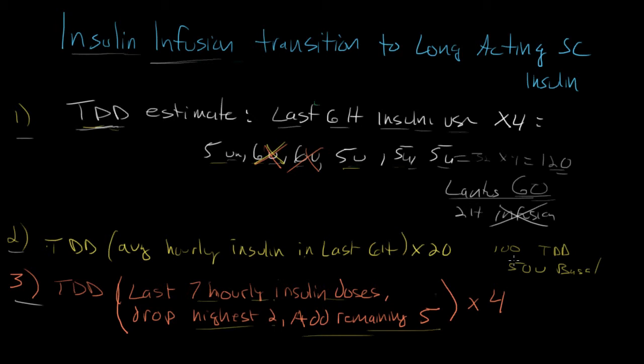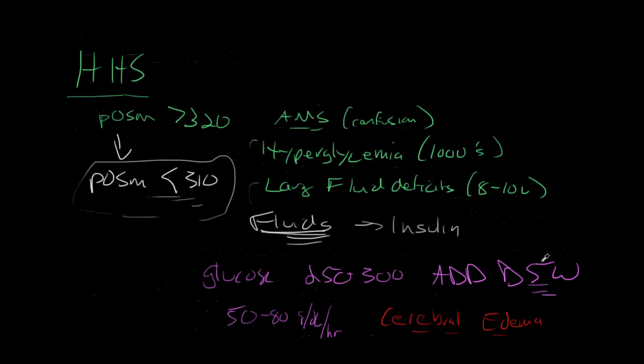Okay. The last subject I want to move on to is HHS. And I'm just going to cover this really briefly before we run out of time. HHS is, of course, hyperglycemic hyperosmolar syndrome. Similar to DKA, what you're treating in HHS is not your hyperglycemia, but something else entirely. What you're actually trying to do is you're trying to treat elevated plasma osmolarity, and usually by definition it's going to be greater than 320.